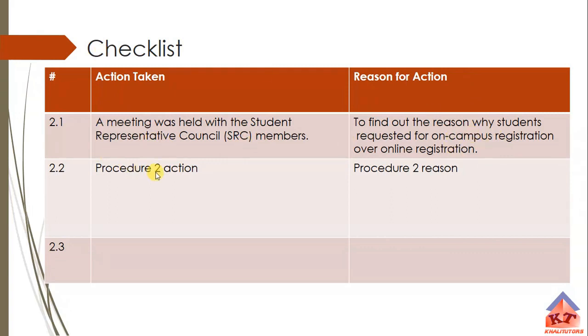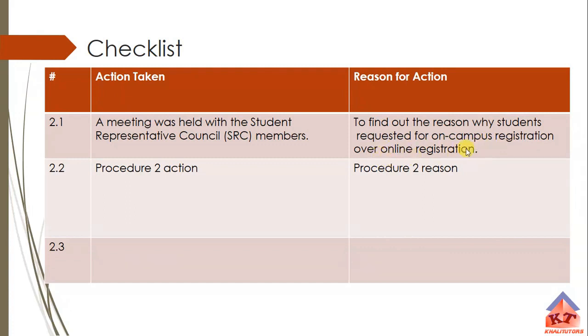And then when I'm compiling the final report, I'd actually combine these two into the same procedure, because they are actually part of the same procedure. So let us look at this example. Here I said a meeting was held with the student representative council members. Okay, this was an action taken, and the reason, to find out the reason why students requested for on-campus registration over online registration.